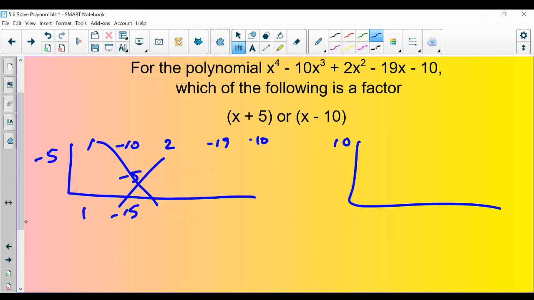If you continue on with it, that's totally fine. 1, -10, 2, -19, -10. 1, 10, 0, 0, 2, 20, 1, 10. Okay, that did work. So x minus 10 was the factor. Very cool.